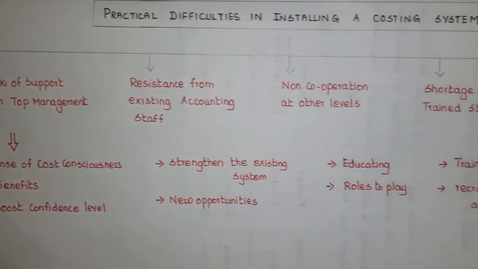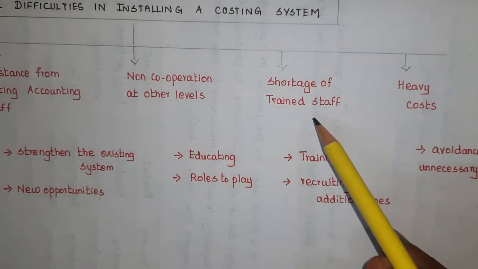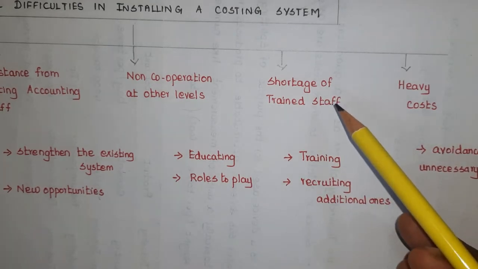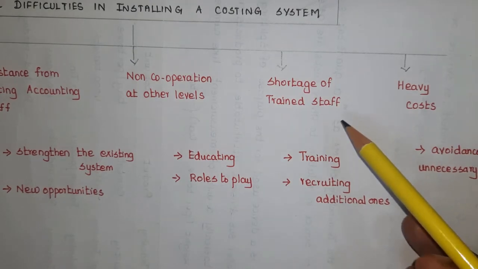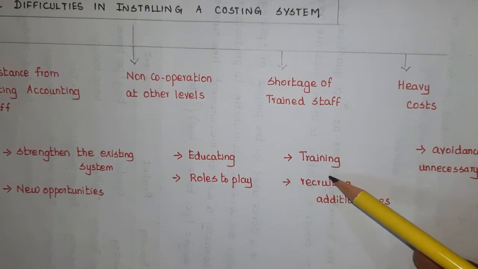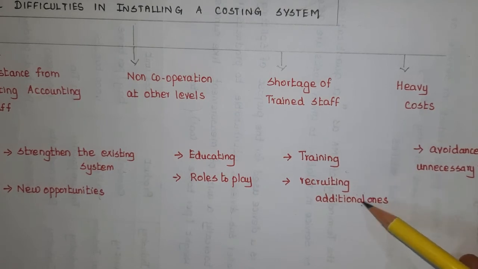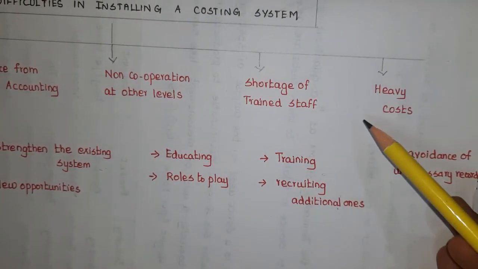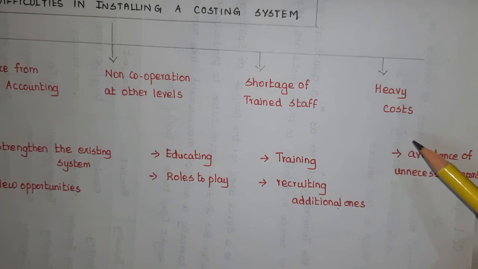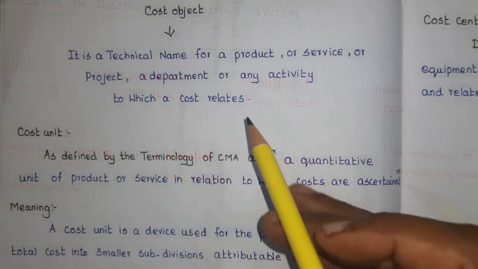The next difficulty is shortage of trained staff. That is, at the initial stages, it is difficult to introduce and operate the costing system because of a shortage of trained staff. To overcome this difficulty, training can be imparted to the existing staff and additional trained staff can also be recruited. The last difficulty while installing a costing system is heavy cost. This difficulty can be overcome by avoiding unnecessary sophistication, formalities and records.